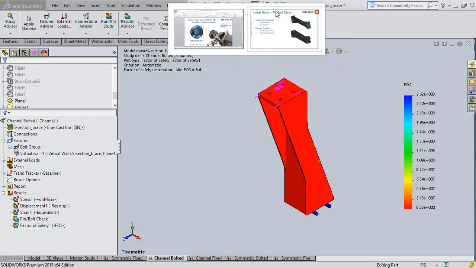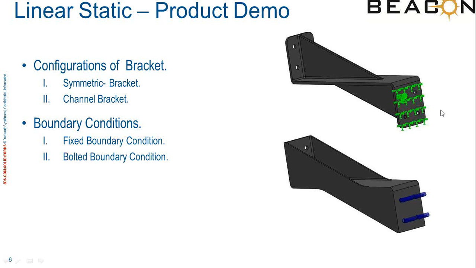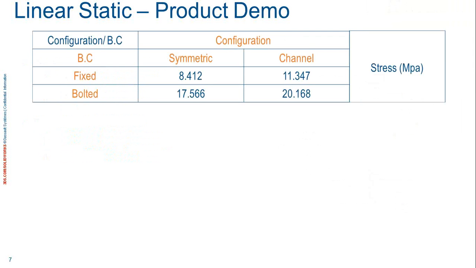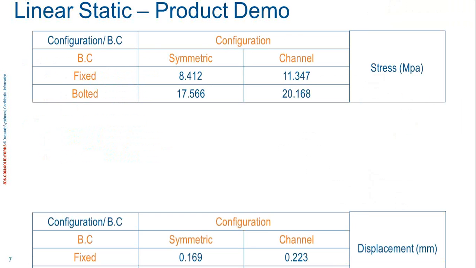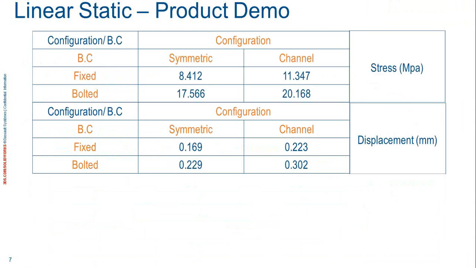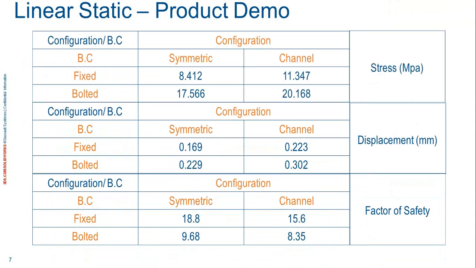Now I would like to quickly switch to the presentation slide. Like what I've mentioned, I just wanted to go through the results of what I've done. The comparison I did there, I'm trying to put in tabular form here. So I have 2 different boundary conditions with 2 different configurations. I'm just putting out there, these are my stresses, these are my displacements, and this is my factor of safety.